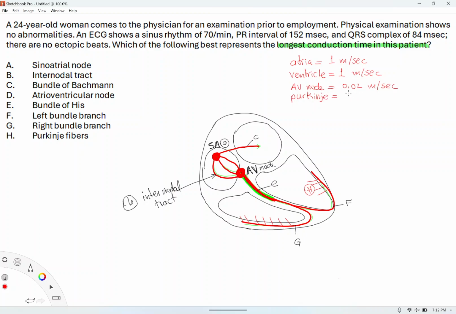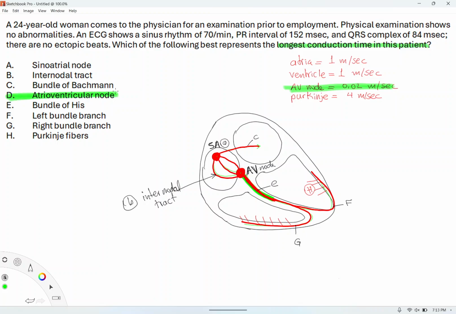Purkinje fibers, the maximum speed is about 4 meters per second, which is very high. Okay. So they're asking which one takes the longest conduction time, which means which one is the slowest. Of the choices I gave you, the slowest is the AV node. If you memorize this, no one is ever going to ask you about each bundle, each part. The general rule is as long as you know the AV node is the slowest and Purkinje is the fastest, that's good enough. So for me, this is strict memorization, so choice D is the best option.